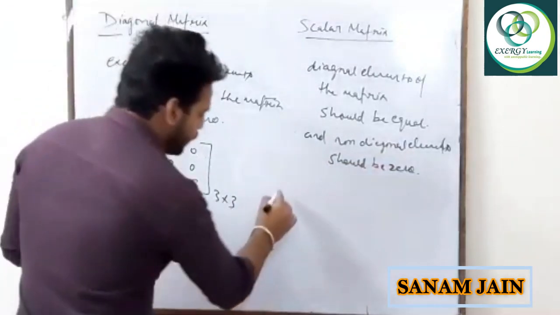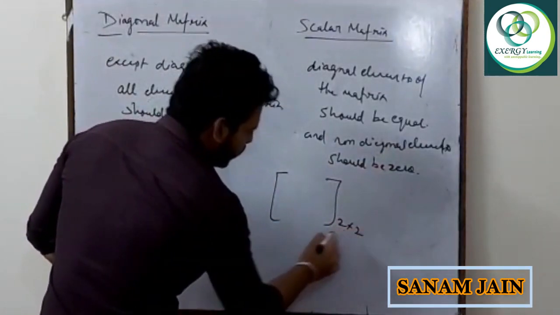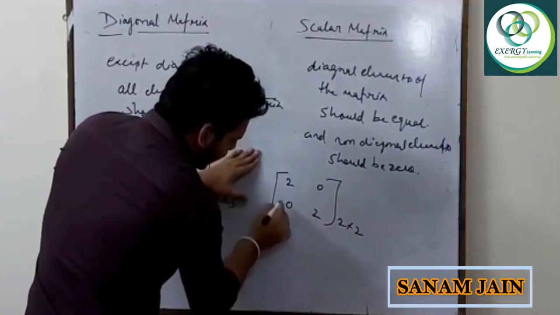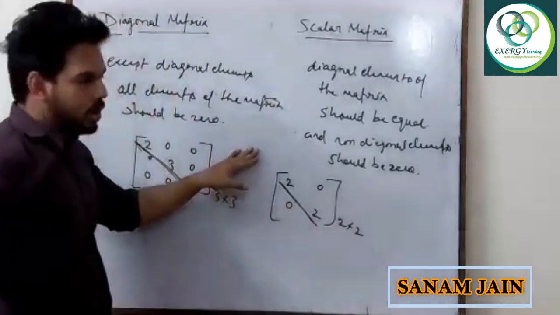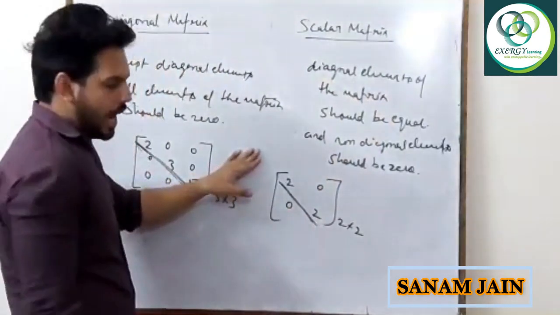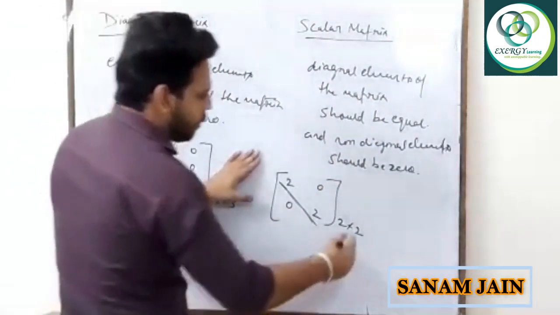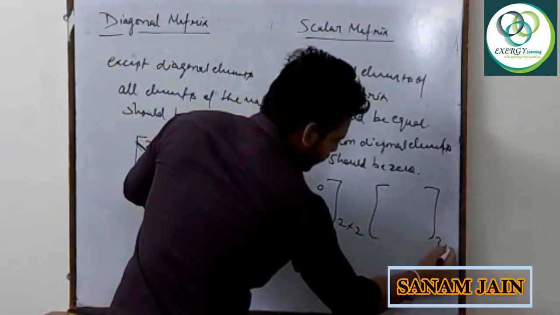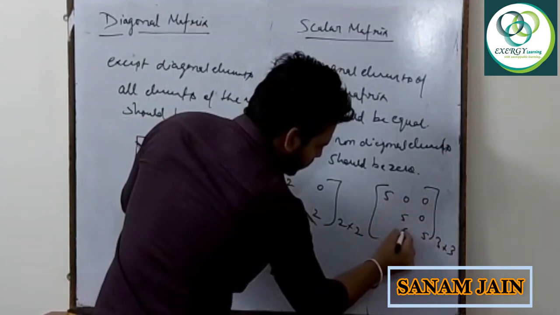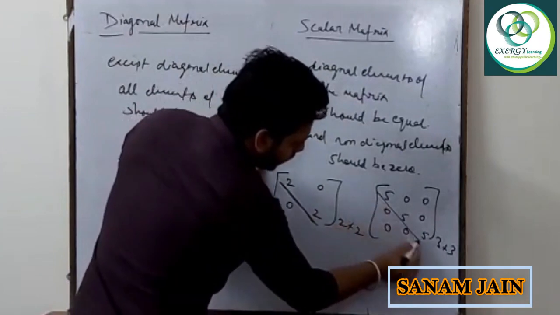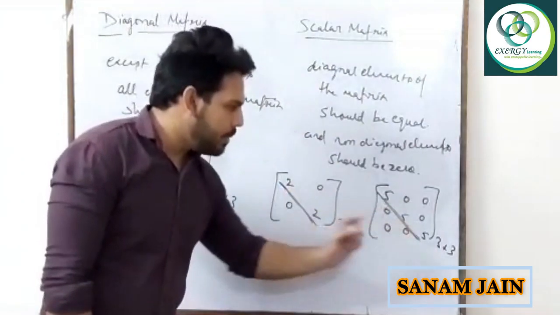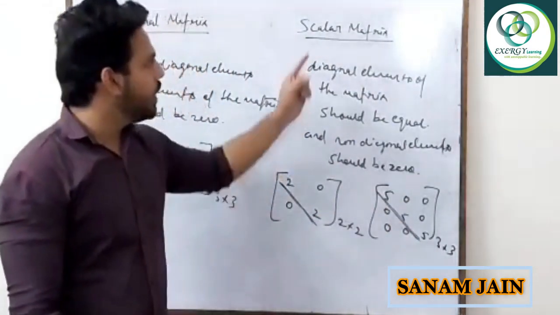So for example, we have taken a square matrix of order 2 by 2: 2, 0, 0, 2. In this you can see this is the main diagonal. So the diagonal elements of the matrix should be equal. You can see this is also 2, this is also 2 and the rest of the elements are 0. One more example. We are taking a matrix of order 3 by 3: 5, 5, 5 on the diagonal and the rest 0. In this also you can see this is the diagonal. So the main diagonal elements are equal and the rest of the elements are 0. So this kind of matrix is known as a scalar matrix.